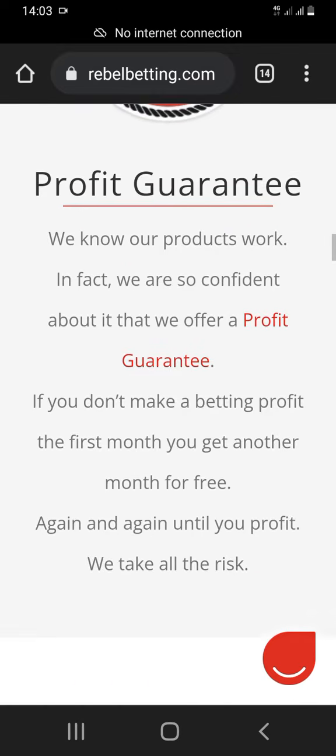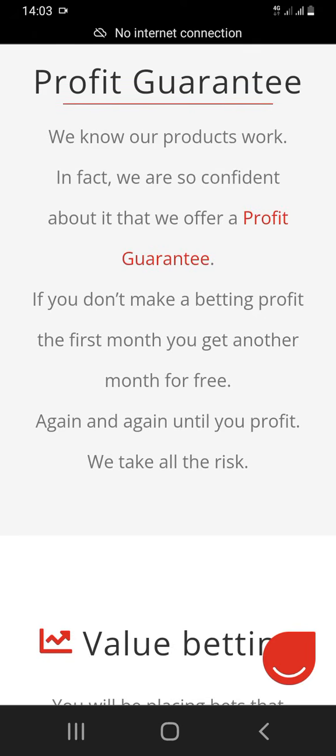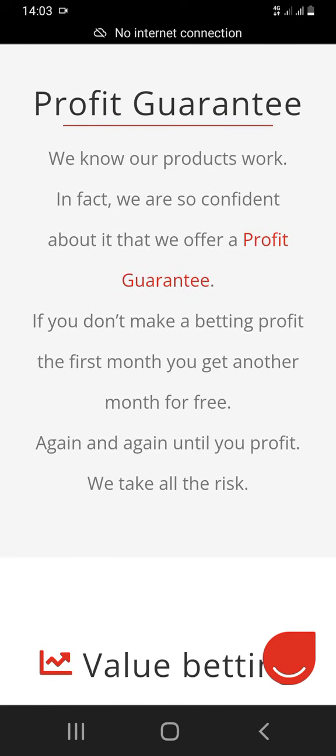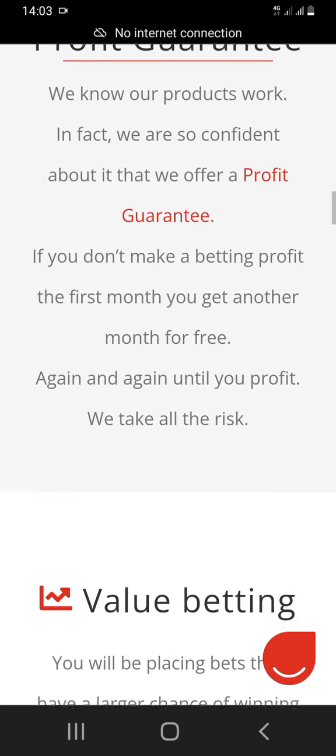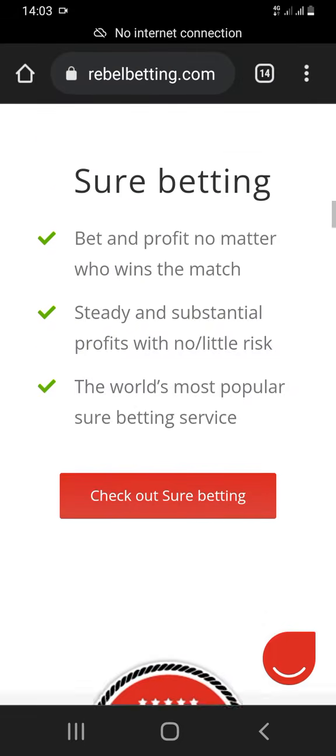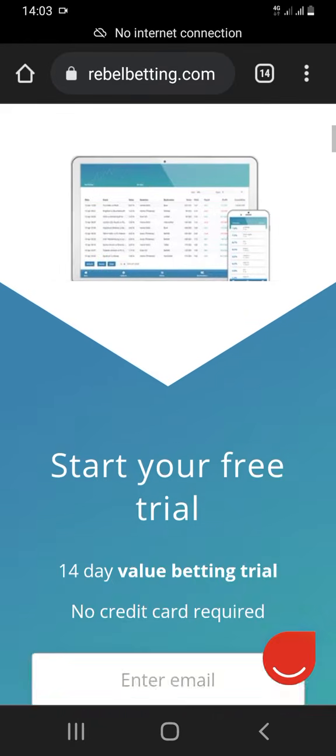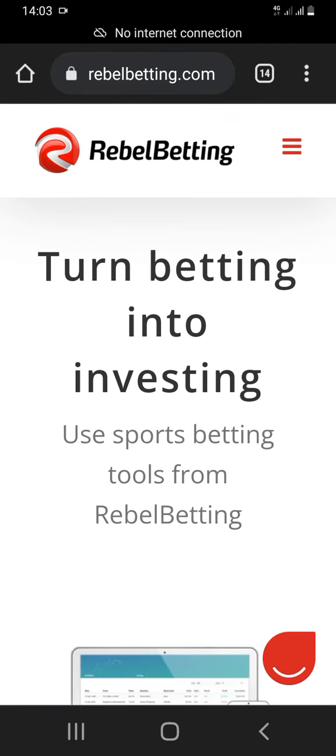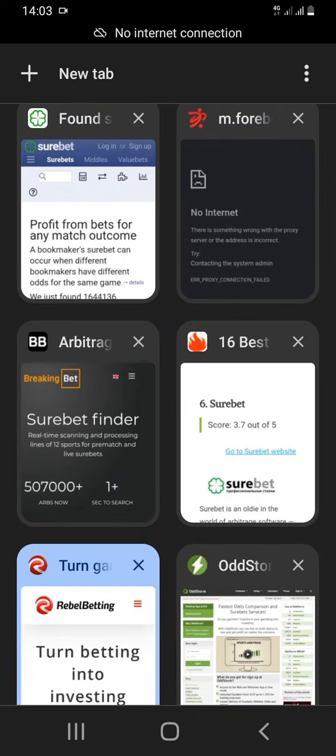So if you're looking for a software that you can use to find arbitrage bets, I've always gotten information from you guys that you want a software that you can use to find arbitrage bets. So that's why I took out my time to extensively get these things and then explain to you how you can find this software. So that's about that. So without wasting our time, we'll go down to the next in line.